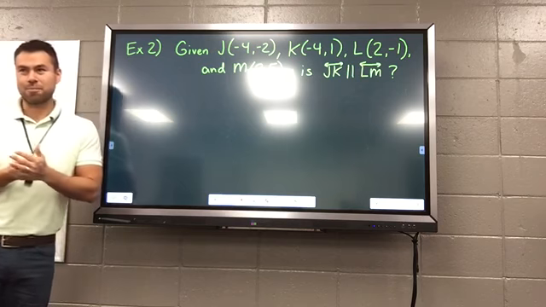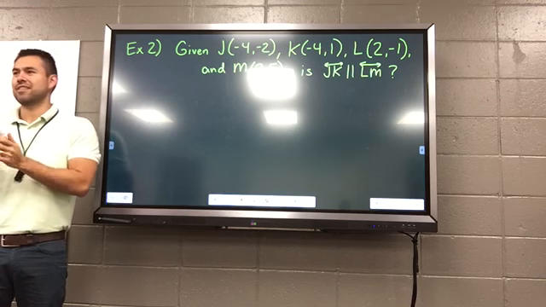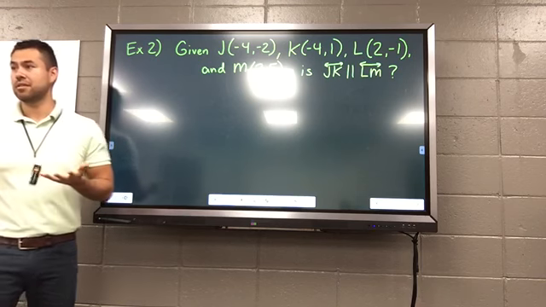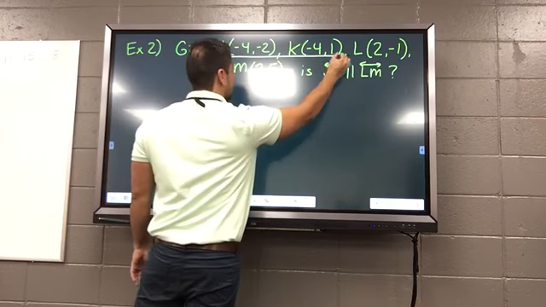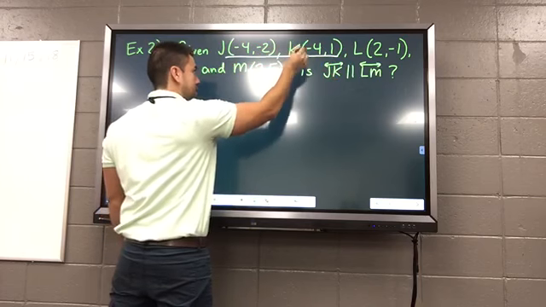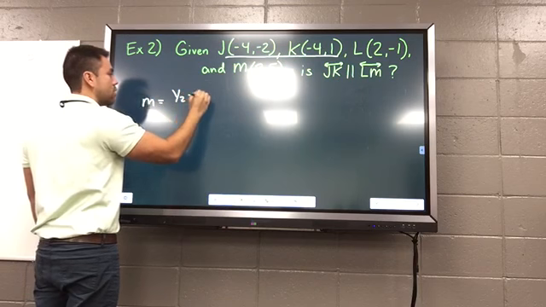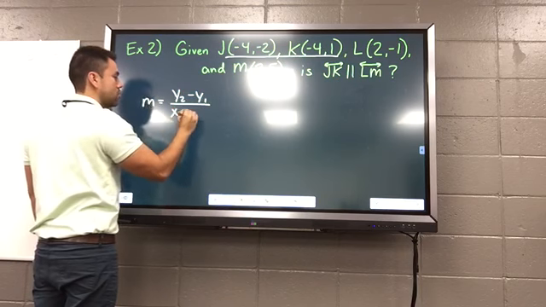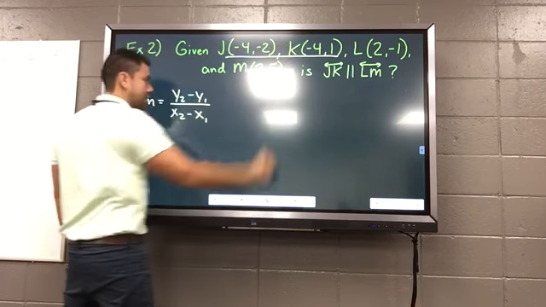You could do point slope, but you can make it easier in your life if you just use the JK points and find the slope of this line. How do you find the slope of that line? You do y sub 2 minus y sub 1 over x sub 2 minus x sub 1 of these two points, right? Line JK. That's how I picked JK.